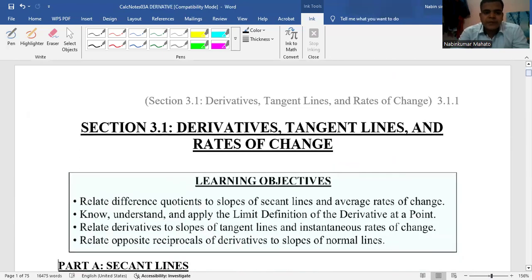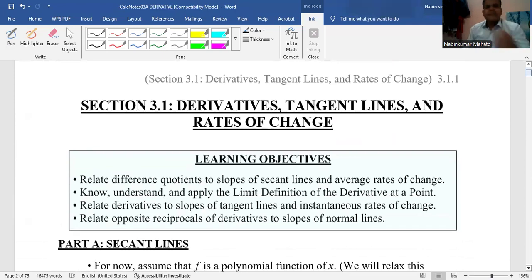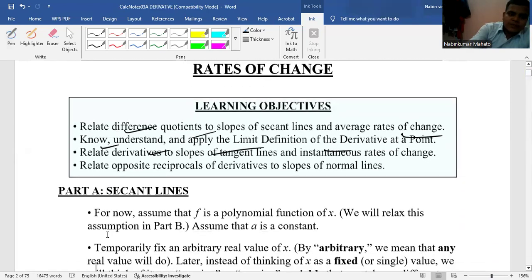Look at the derivative, tangent line and the rate of change. Relate different portions of the slopes of the secant lines and the average rate of change. Know, understand, and apply the limit definition of the derivative at a point. This is all we discuss in these chapters.